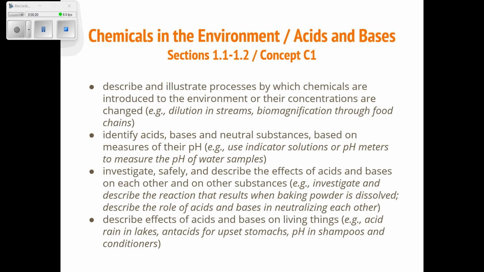On the next slide here, we have the objectives of the first concept C1. So sections 1.1 and 1.2. I want you to be able to describe and illustrate processes by which chemicals are introduced to the environment and how their concentrations are changed. Identify acids, bases, and neutral substances based on measures of their pH. Investigate safely and describe the effects of acids and bases on each other and on other substances. And describe effects of acids and bases on living things.